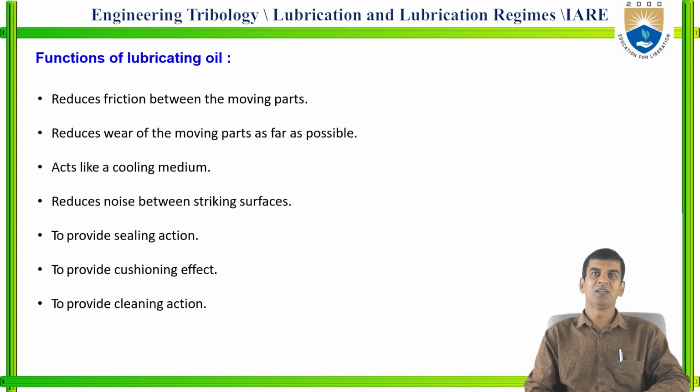Now we will try to see the functions of the lubricating oil, because lubricant plays a major role in the lubricating regions. The main functions of the lubricating oil are to reduce the friction between the parts and to reduce the wear between the parts, and sometimes it will act as a cooling medium to remove the heat. Sometimes it reduces the noise between the striking surfaces. Sometimes it acts as a sealing agent. In some cases, it provides the cushioning effect, and in some cases, it provides the cleaning action also.